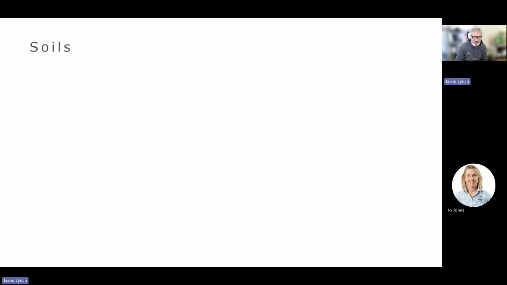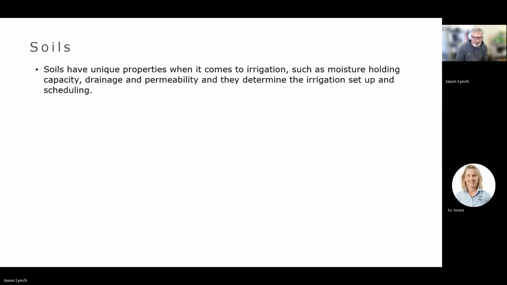Let's move on to the topic of soils. We could talk about this all day, but let's just go into it. All soils have quite unique properties. They can look the same texture-wise, but when it really comes down to it, they behave quite differently in terms of irrigation.